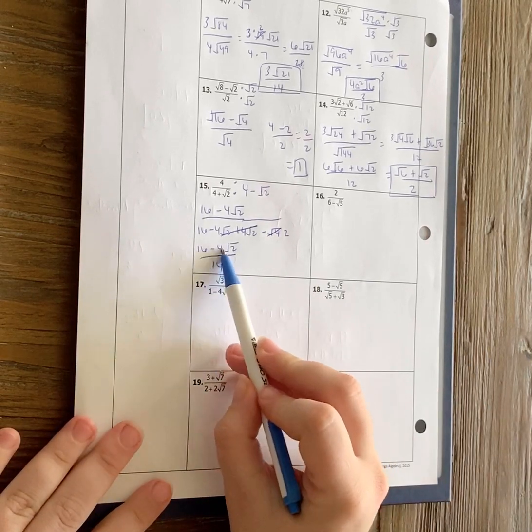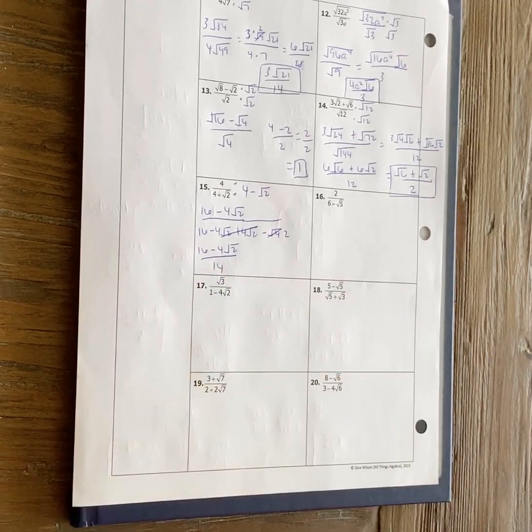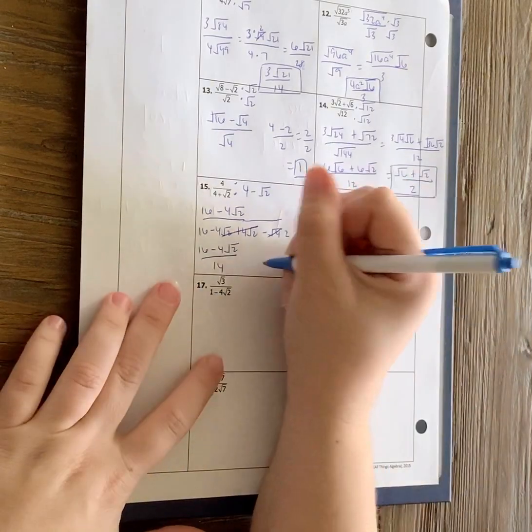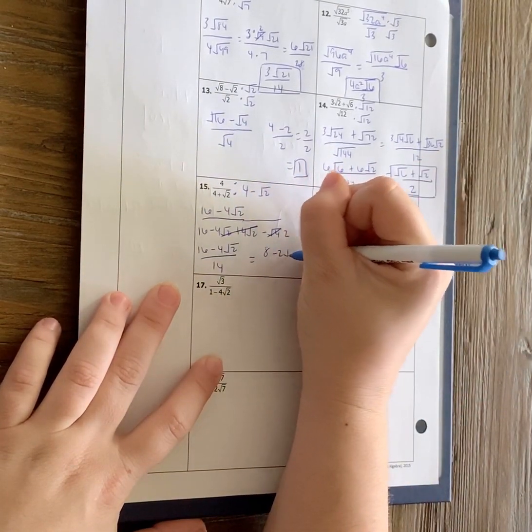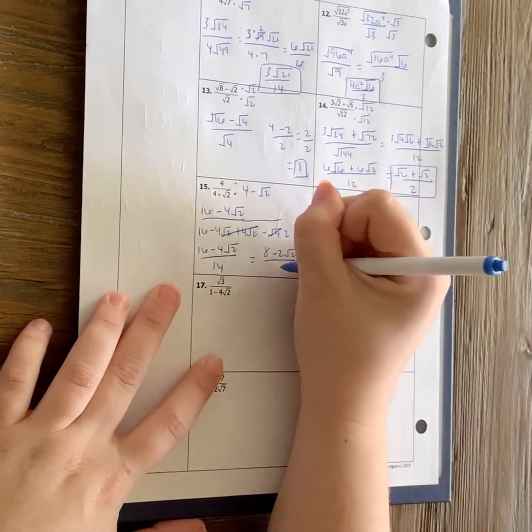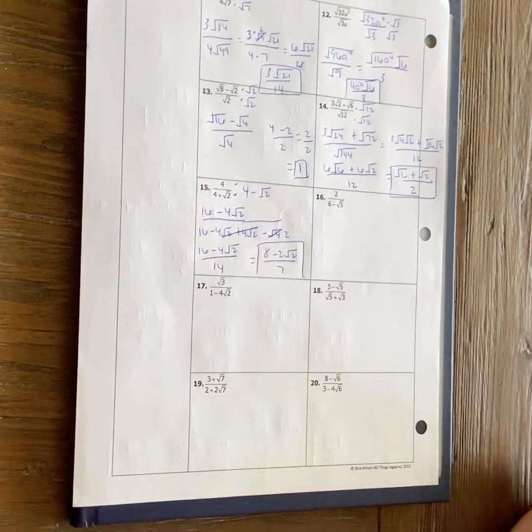Now, if you can simplify, you want to simplify it down. And these numbers right here, the little triangle, all divide by 2 so we can simplify. So 16 divided by 2 is 8. Negative 4 divided by 2 is negative 2. And 14 divided by 2 is 7. So that's our final answer.